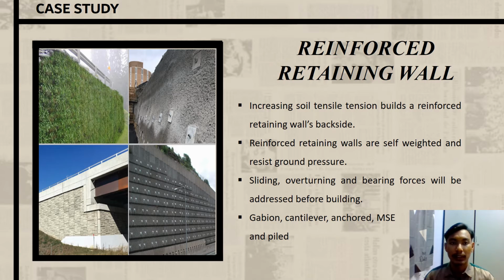Reinforced retaining wall. Increasing soil tensile strength builds a reinforced retaining wall's backside. Reinforced retaining walls are self-weighted and resist ground pressure. Sliding, overturning, and bearing forces will be addressed before construction. The types of retaining wall that will be discussed are gabion, cantilever, anchored, and pile.